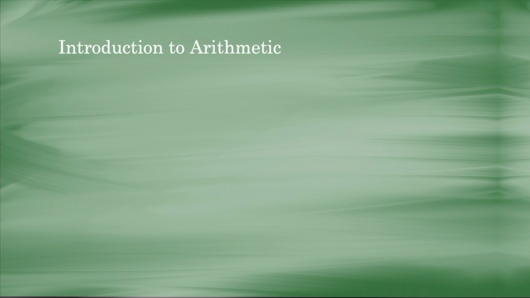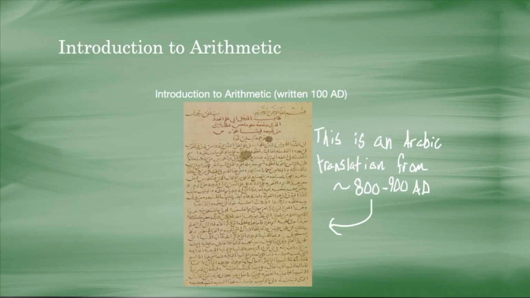Introduction to Arithmetic. The book Introduction to Arithmetic was first written somewhere around the year 100 by a man that historians call a Neo-Pythagorean, which means he believed that numbers had magical properties and powers. What this man believed is irrelevant to the truth it describes.